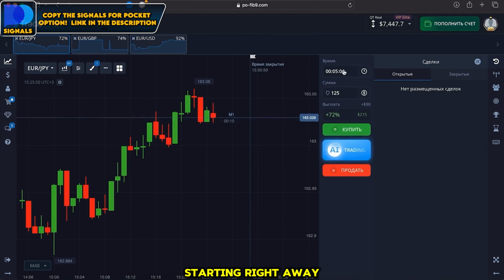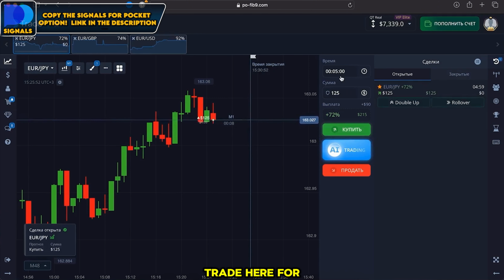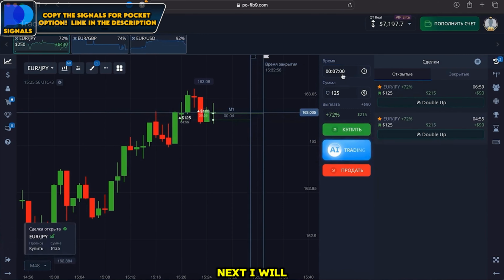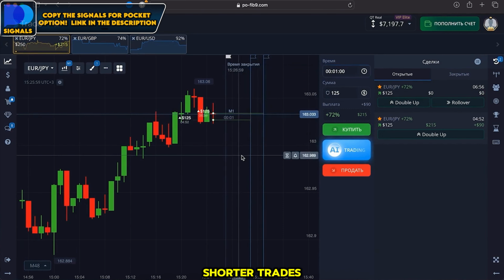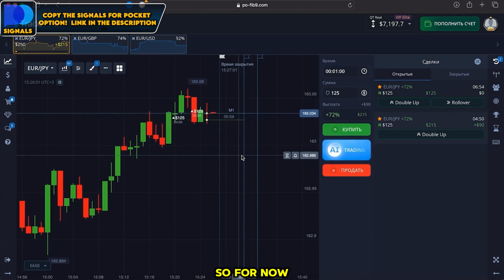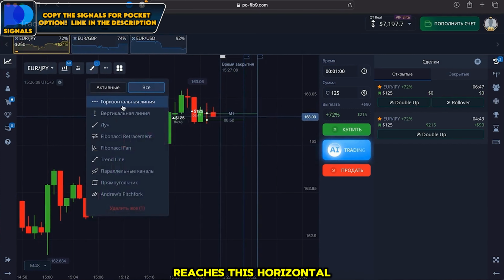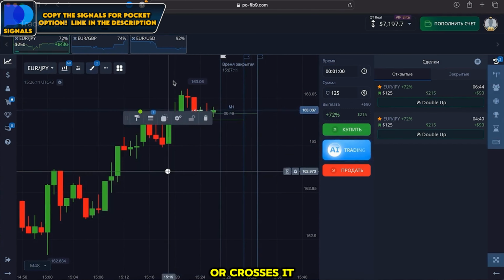So, I am starting right away, opening the first trade here for 5 minutes for an increase, and then adding another for 7 minutes. Next, I will also focus on shorter trades, but I will open them in the moment, so for now I won't add more. Let these two trades stand. I will open at the moment when the price reaches this horizontal line or crosses it.